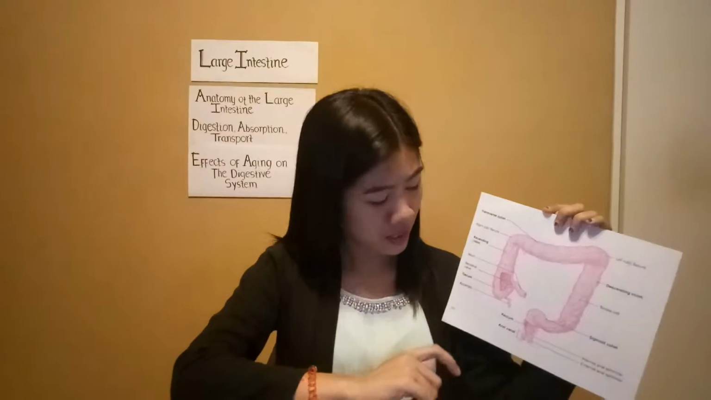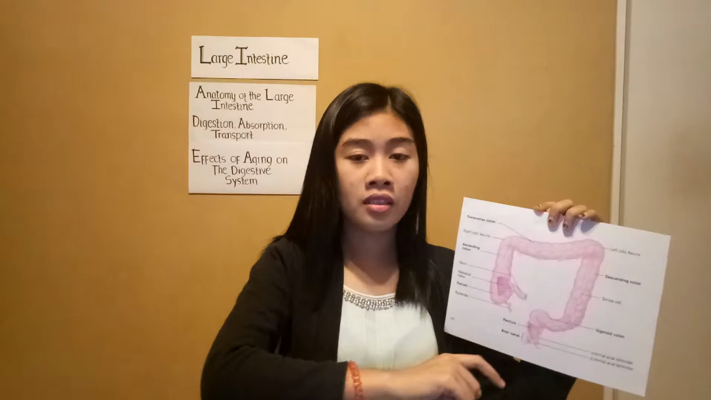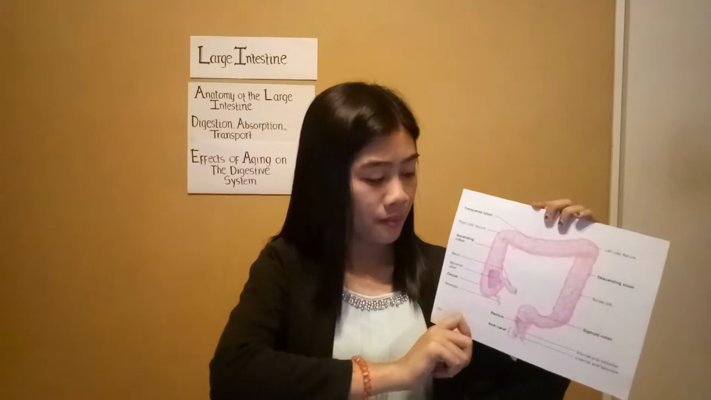In this part, the large intestine will be discussed: the anatomy of the large intestine, digestion, absorption, and transportation, and the effects of aging on the digestive system. The large intestine consists of the cecum, colon, rectum, and anal canal.